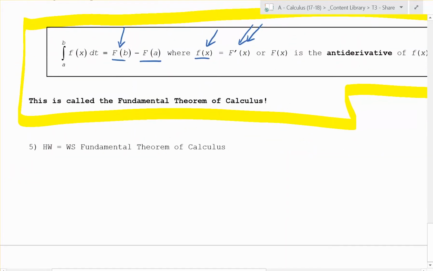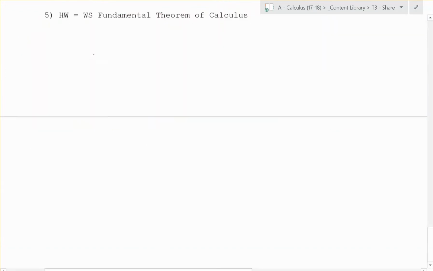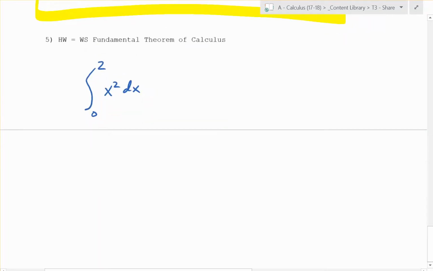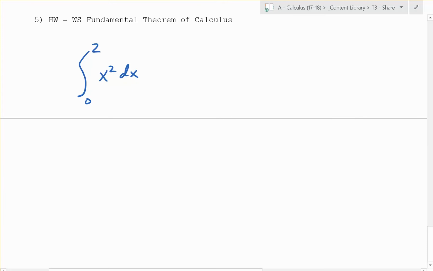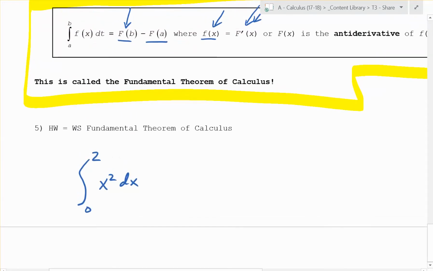So what does this mean? I'm going to do a bonus example here. I could ask you, what is the integral from 0 to 2 of x squared dx? So this isn't a straight line, so you can't really use adding up triangles to find this exactly. You could estimate it using Riemann sums, but let's use the fundamental theorem of calculus. In this case, our A value is 0 and our B value is 2. So this is equal to capital F of 2 minus capital F of 0.